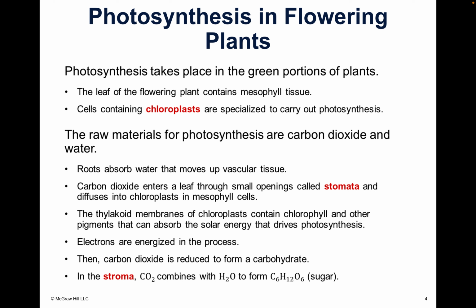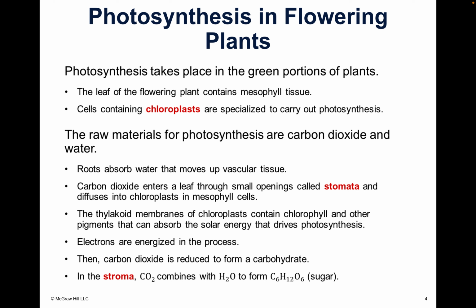So between the water going up the root, the CO2 coming into the stomata, then the CO2 leaving the stomata going into the chloroplast, which again is located in the mesophyll, and then we have thylakoid membranes in these chloroplasts that have something called chlorophyll. Electrons are getting energized throughout that whole process.